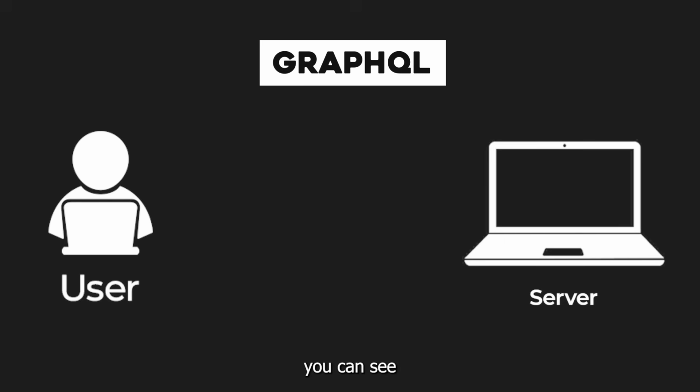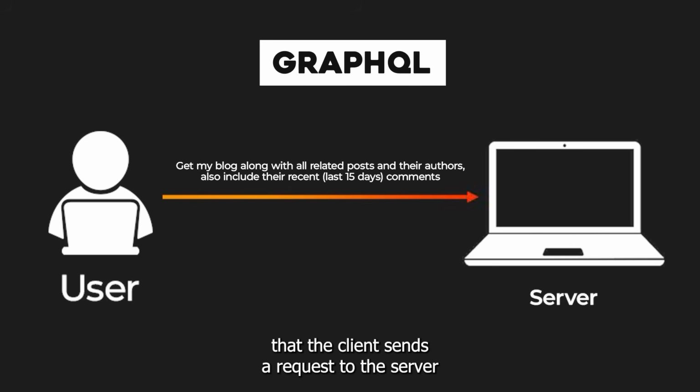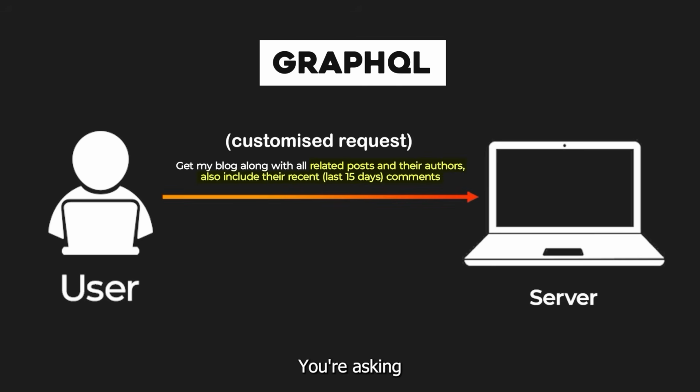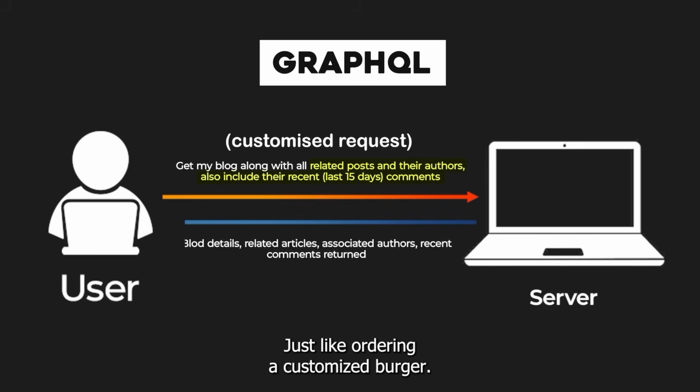In the diagram, you can see that the client sends a request to the server asking for a blog along with all the related posts, their authors, and their recent comments. This request is fully customized. You're asking for multiple pieces of information in one go, just like ordering a customized burger.